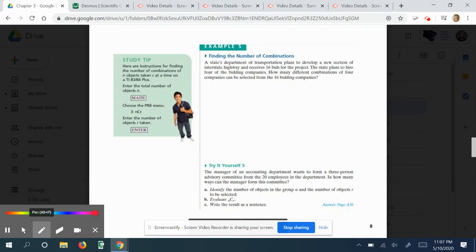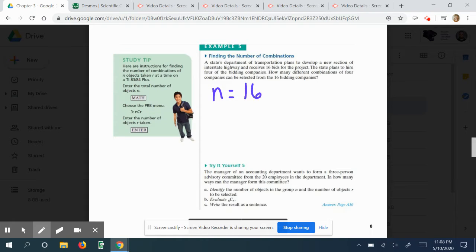It says the State Department of Transportation plans to develop a new section of interstate highway and receives 16 bids for the project. The state plans to hire 4 of the bidding companies. How many different combinations of 4 companies can be selected from the 16? So we'll notice it doesn't say a specific amount. It doesn't say the order in which they're selected, and it doesn't say bid number 1, bid number 2, bid number 3, and so on. So that means this is a combination.